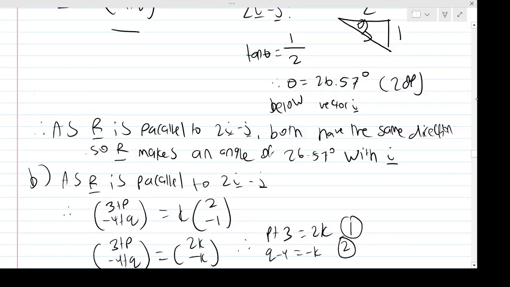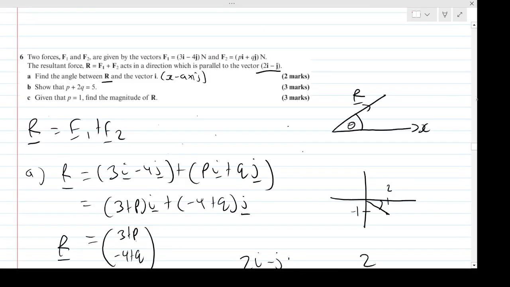Now that's a very tricky question. But hopefully now that you've seen me go over it, it makes sense. I'd probably say this is the hardest part. Again, recognise part A, recognising that if two vectors are parallel, their direction and therefore the angles they make have to be the same.